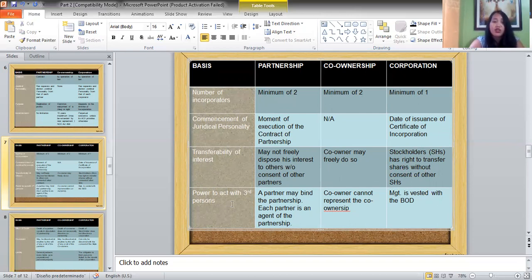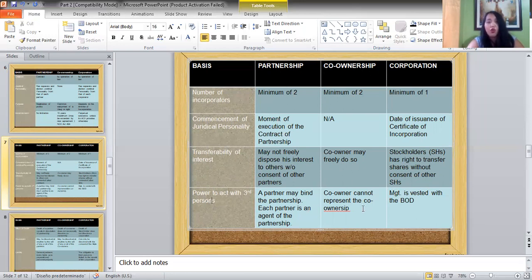So, power to act with third person. Dito naman tayo. Power to act with third person. Partnership. A partner may bind the partnership. Each partner is an agent of the partnership, diba? Sabi nga natin nung last na discussion, for as long as yung act ng partner is within the ordinary course of the business, diba? Pwede niyang i-bind whatever acts that he committed. He can bind the partnership and the other partners as well. So, yan, with power to act with third persons.